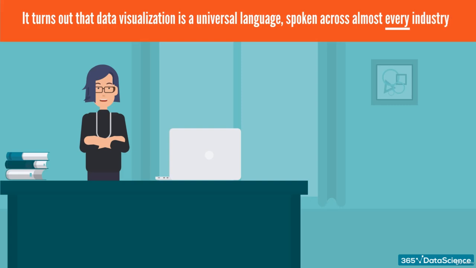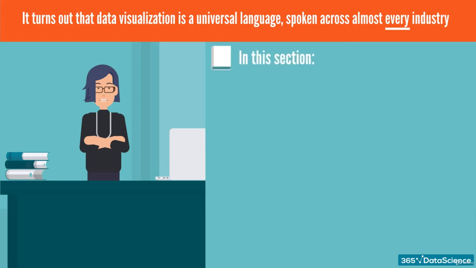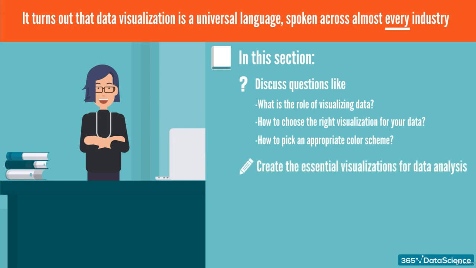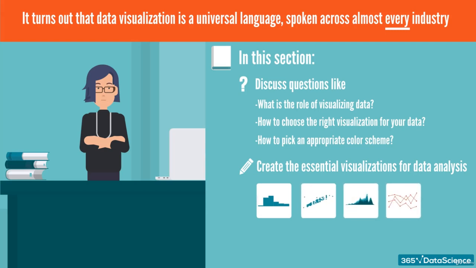So now that you know why data visualization is so important, let's talk about what exactly you'll learn in this section of the course. We'll begin with some general theory on data visualization. We'll discuss questions like, what is the role of visualizing data? How to choose the right visualization for your data? And how to pick an appropriate color scheme. In the main body of the section, we'll learn how to create the most sought-after visualizations for data analysis. We'll cover histograms and scatter plots, area charts and line charts, and we'll even discuss combo charts, which will feature a regression plot and a combination of bar and line chart.